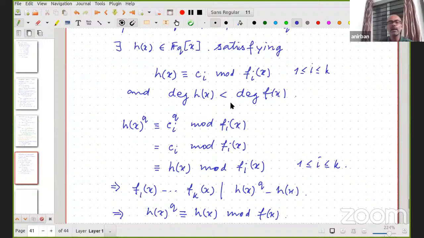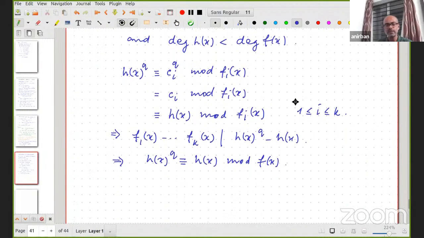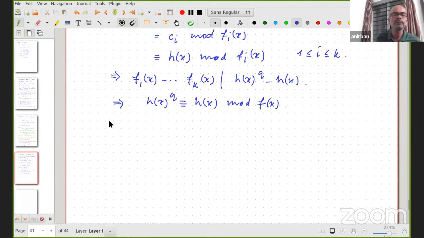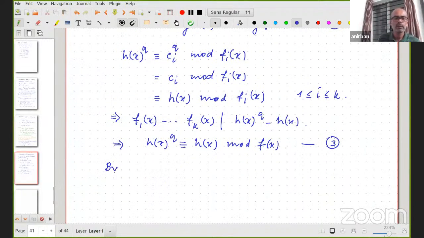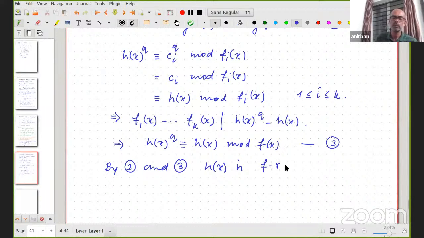And also by CRT we have this degree condition. So this h(x) is a perfect solution for our f reducing polynomial. So by conditions 2 and 3, h(x) is an f reducing polynomial. This polynomial is going to give a factorization. It need not be a factorization into irreducibles, but it is going to give us some factorization. So it is indeed an f reducing polynomial, but we are still in theory.